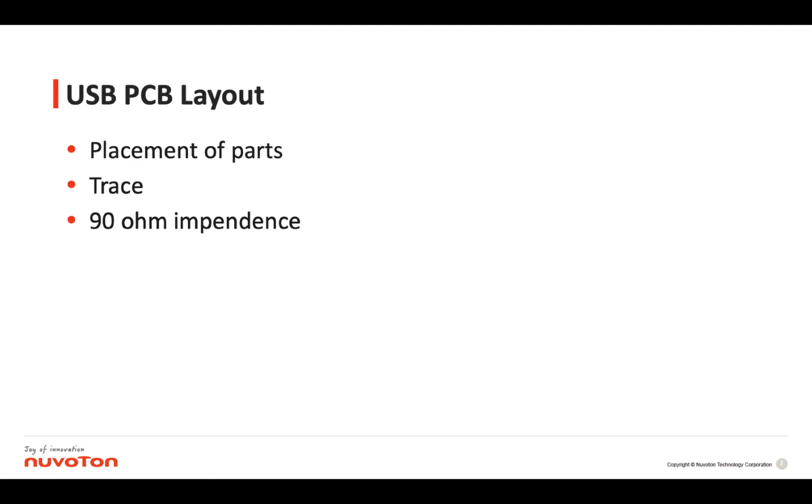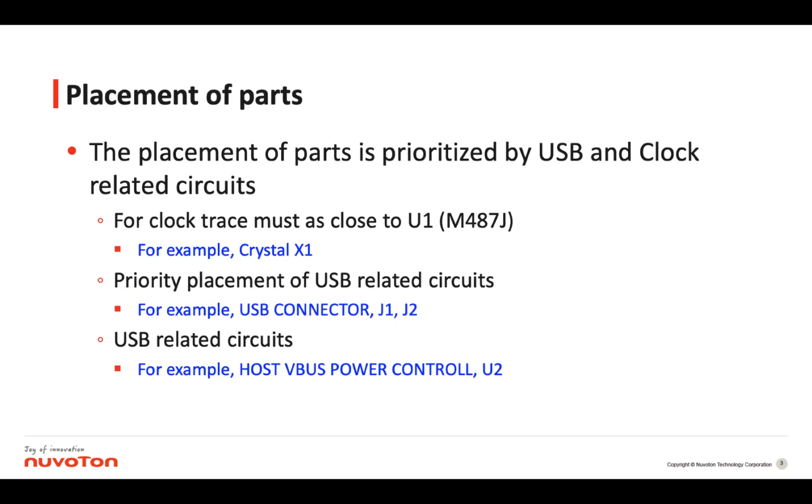So, let's start with the placement of parts. Clock and circuits about USB are given priority consideration within the placement of parts. The traces of clock layout are definitely the shorter the better, so the crystal should be placed as near to a microcontroller as possible. The part that USB needs is a USB connector, and the one which host needs is the VBUS power control. Both of them also should be placed as near to a microcontroller as possible.